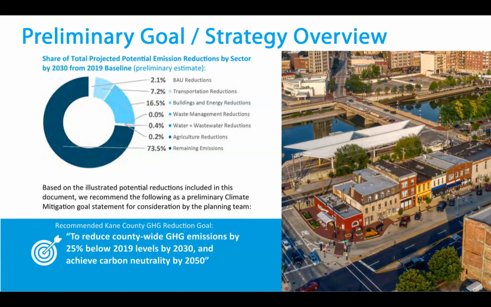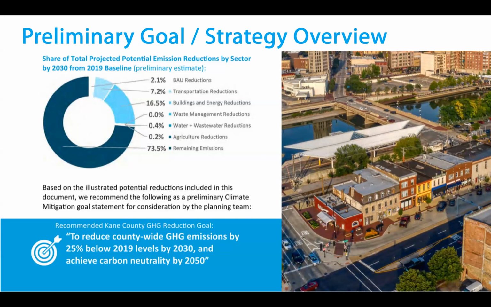So that means that we would have about 73% of our current emissions remaining, but about 26% would no longer be there just in the next 7-8 years. So using that as a starter point, the starter potential overall goal that we've put out there is to reduce countywide greenhouse gas emissions by 25% below 2019 levels by 2030, and to achieve carbon neutrality by 2050.